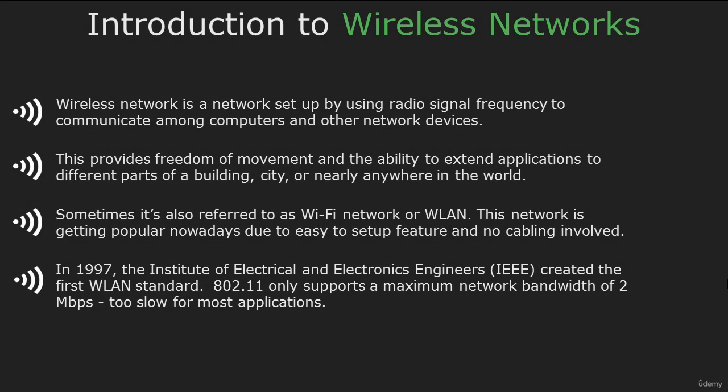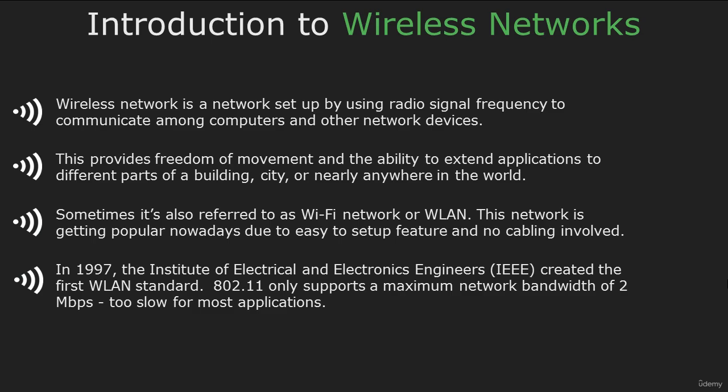In this tutorial, I'm going to teach you a basic understanding of wireless networks. So, what is a wireless network? It is a network set up by using radio signal frequency to communicate with other computers, just like cell phones and radios. Wireless networks make life incredibly easy and give us such great mobility. It's also referred to as a Wi-Fi network or WLAN.